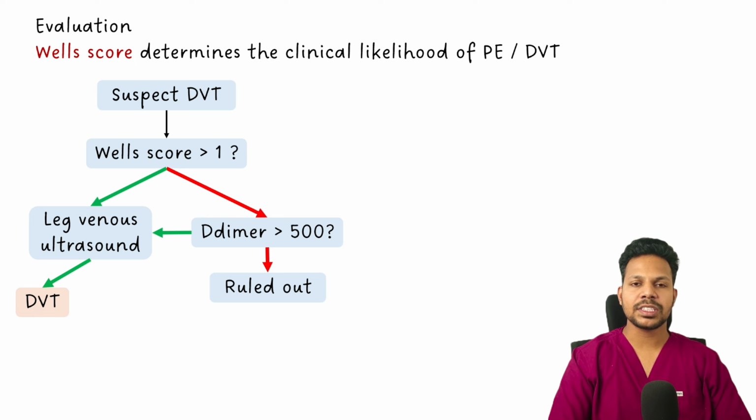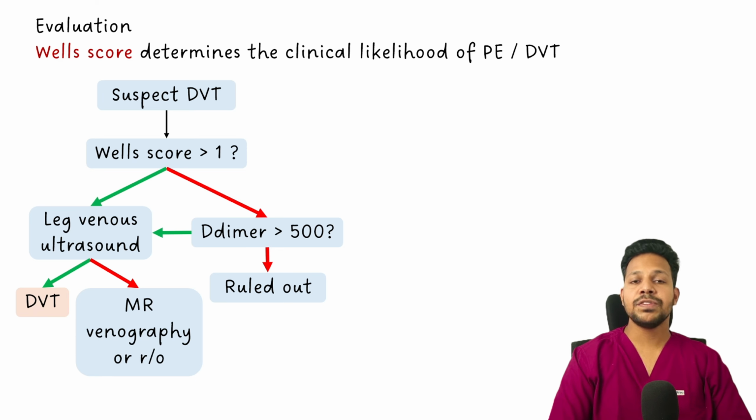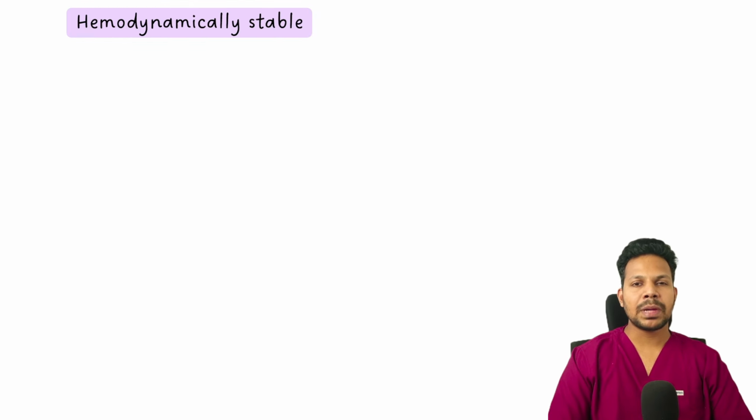After you did leg venous ultrasound, if the DVT is not there, but still if you are suspecting DVT, then do MR venography, or rule out if you are not suspecting DVT. Now about pulmonary embolism. The evaluation of pulmonary embolism depends upon the hemodynamic stability of the patient, because you cannot keep on doing investigations if the patient is in shock, right? So let's see when the patient is hemodynamically stable.